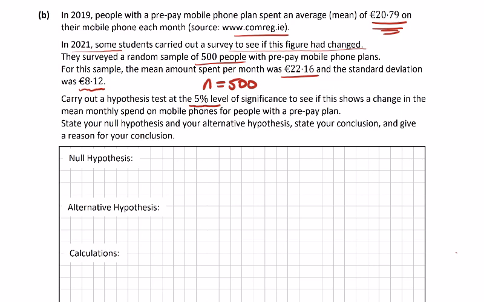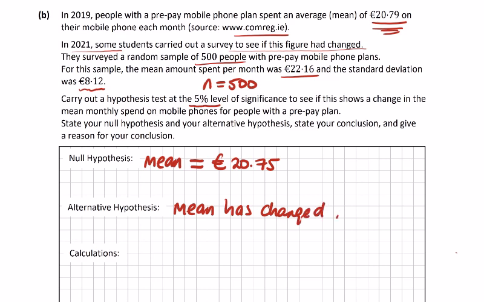So what can we say here? Well, we can say here that the mean hasn't changed. I think that's always the easiest. Mean is still equal to €20.79. The alternate hypothesis, the mean has changed. Now, not equal to 20.79, just to show the examiner exactly what you mean.